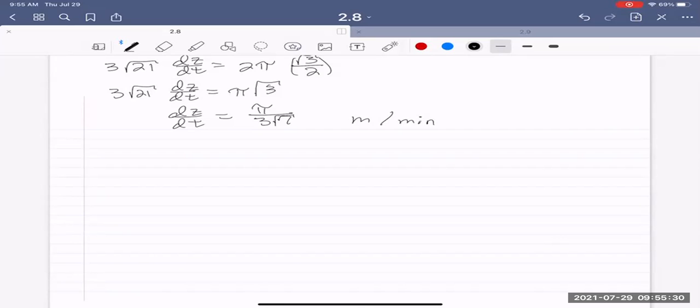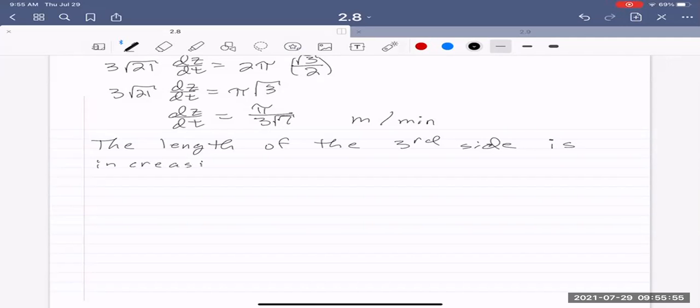So we have that the length of the third side is increasing at the rate of pi over 3 rad 7 meters per minute. And that's your answer.